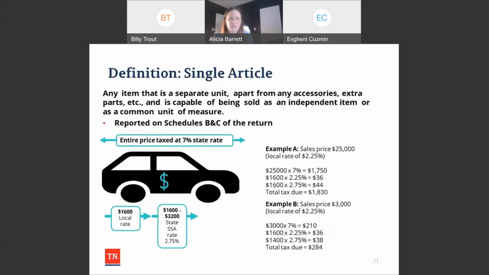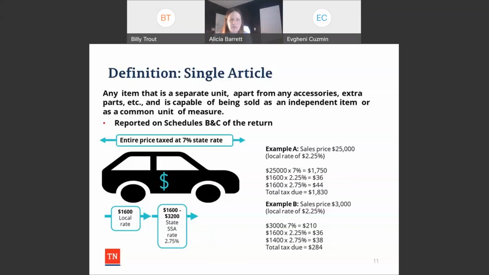Next thing that I want to talk a little bit about is the definition of single article. So single article is an item that's a separate unit apart from any accessories, extra parts, that's capable of being sold as an independent item or as a common unit of measure. You're going to report this on Schedule B and C of the return. The entire price of the item is going to be taxed at the 7% state rate. And then the first 1,600 is going to have the local rate applied to it.